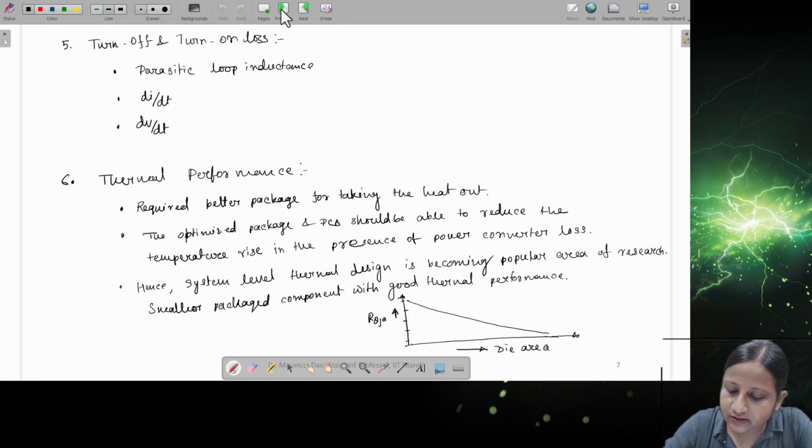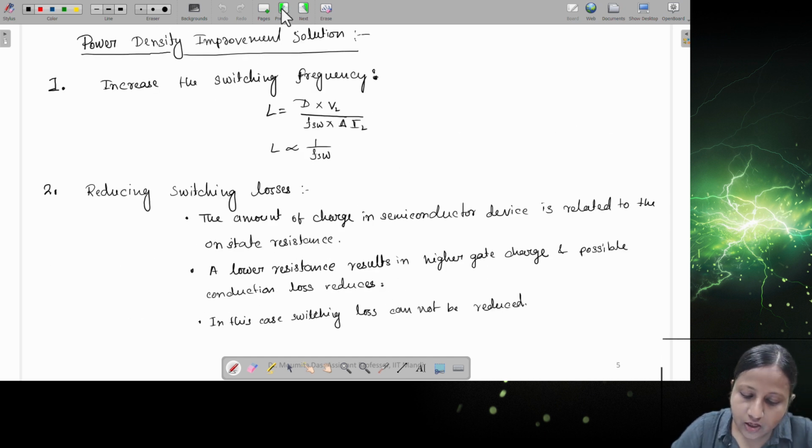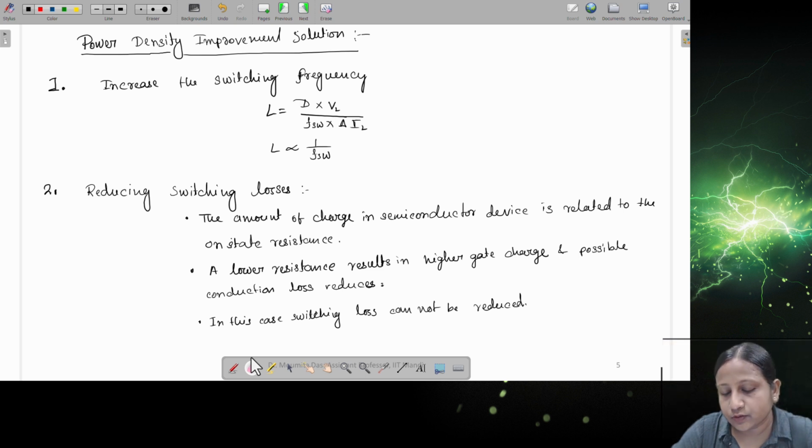So okay, just let me tell you the final thing. So now these are the problems. What are the problems I have just listed down? Basically, the power density improvement solution: first is the switching frequency we can increase. That will reduce the magnetics, but increasing switching frequency will cause some other problems anyway, which I will not go into here. So we can increase the switching frequency to improve the power density, that is one thing.